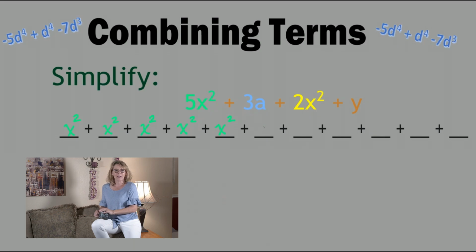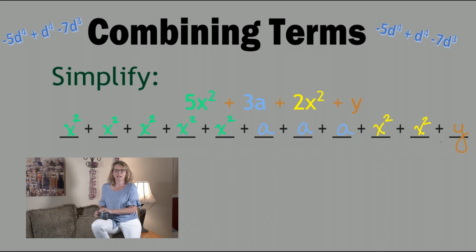The next term is our light blue 3a. 3 times a, or a added 3 times. A plus a plus a. 2x squared expands to a yellow x squared plus x squared. Our last term of y will just get put at the end here. Remember that y has an invisible 1 in the front, just one y.